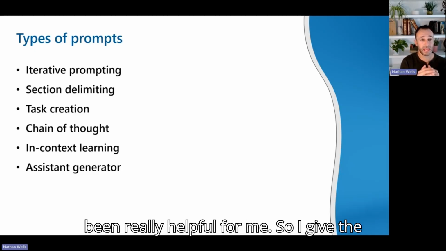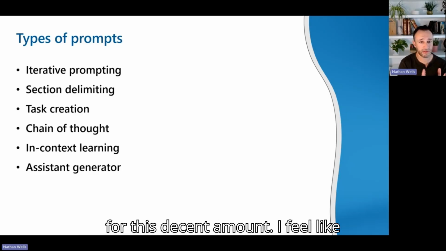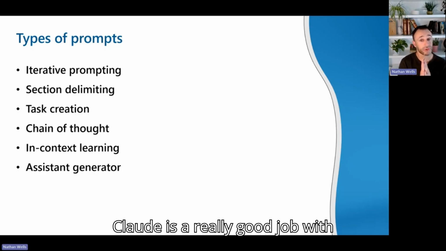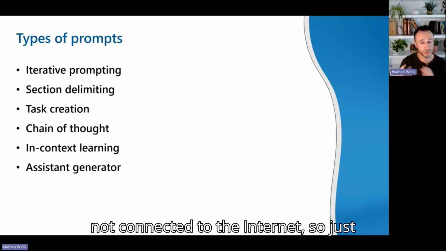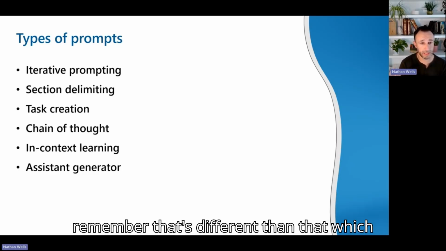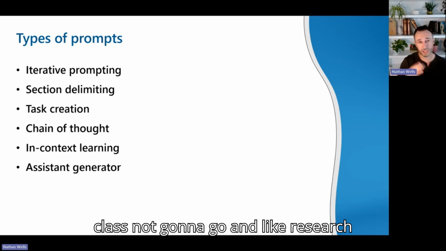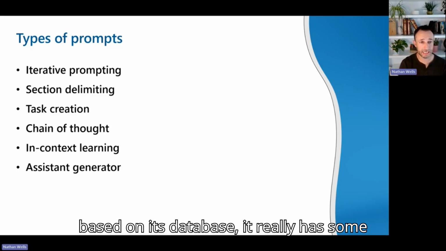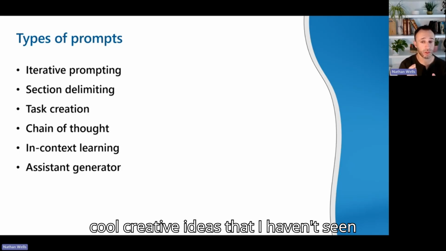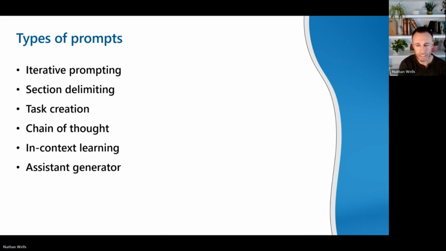So I give the AI, in this example, I've been using Claude for this a decent amount. I feel like Claude does a really good job with creativity, which is kind of cool. It's not connected to the internet. So just remember that's different than Copilot, which I use for everything else. So Claude's not going to go and research something and pull it back for you. But based on its database, it really has some cool creative ideas I haven't seen come up. And I've done the exact same prompt in ChatGPT or Copilot.